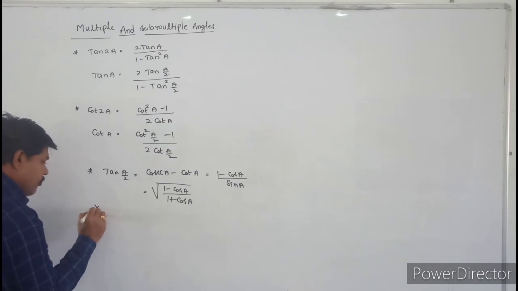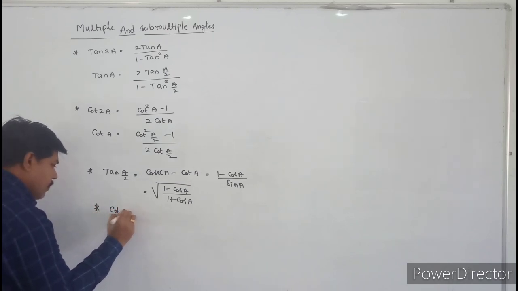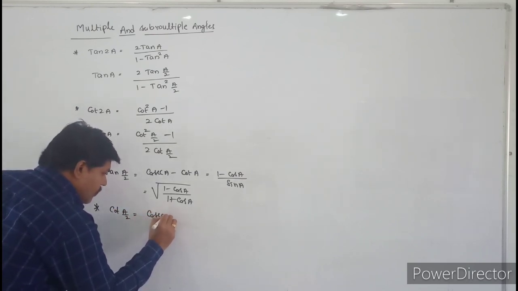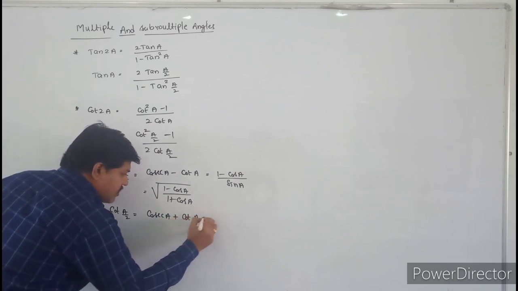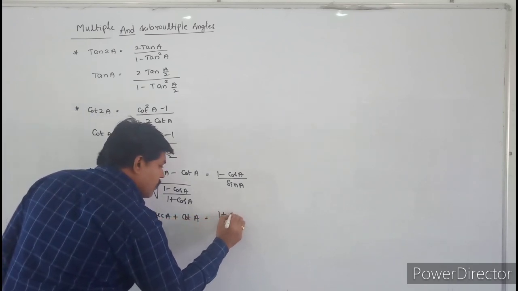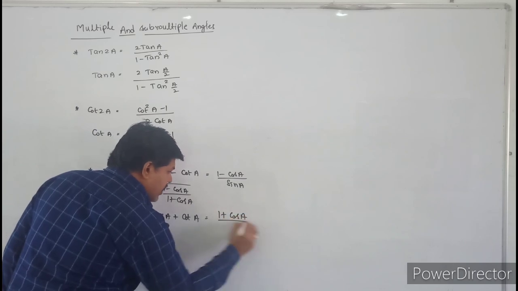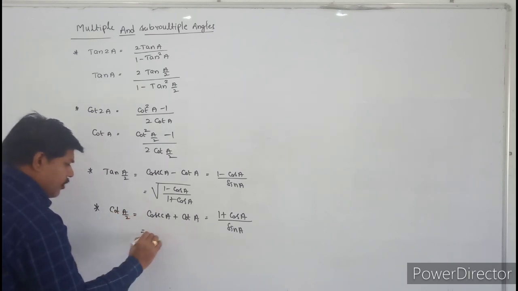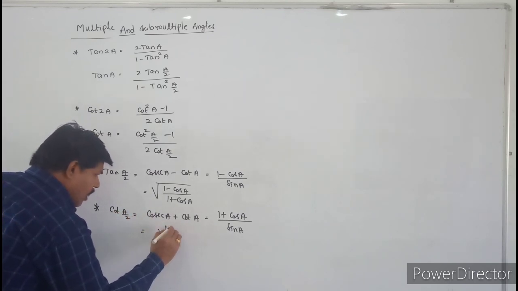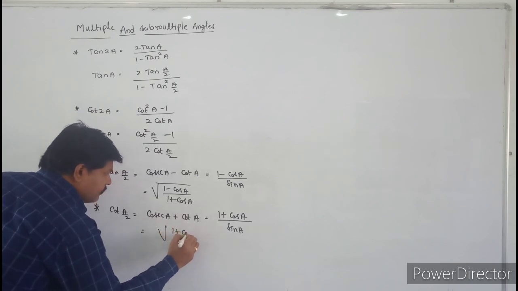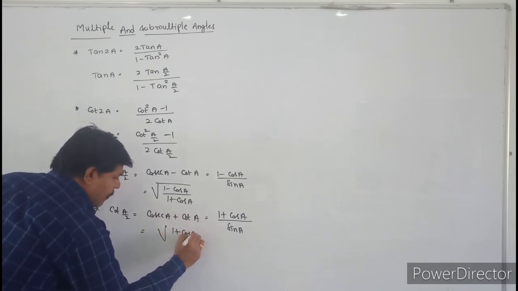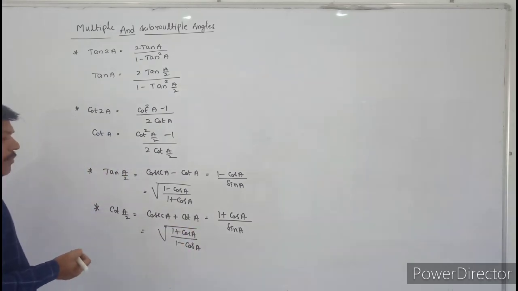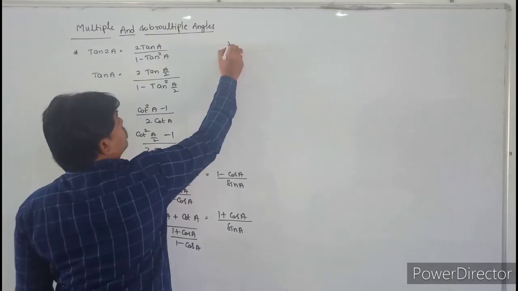And similarly, you can see that cot a by 2 you can take as cosecant a plus cot a, that is nothing but (1 plus cos a) by sin a. And also cot a by 2 you can write as the square root of (1 plus cos a) by (1 minus cos a).